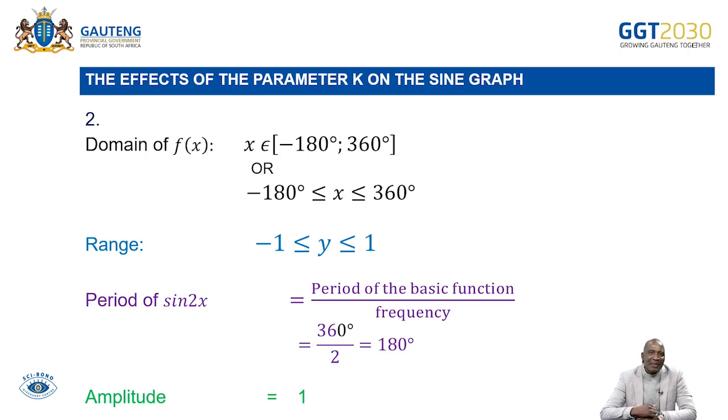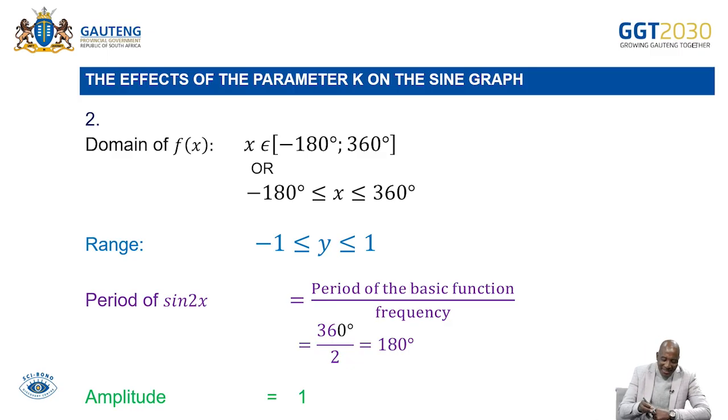Therefore, what am I saying? I'm saying domain is negative 180 to 360 inclusively, which can also be written in inequality form, but it has to use a less than or equal symbol. Then our range still stays the same. The graph starts exactly at -1 and stops exactly at 1.